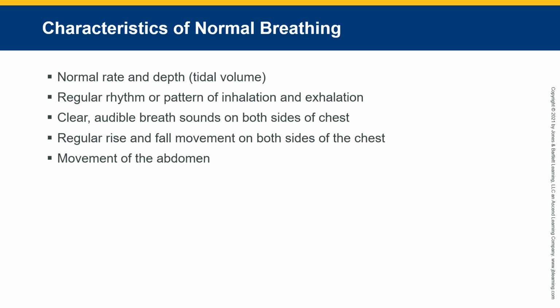Regular rise and fall movement on both sides of the chest. Why do you want movement on both sides of the chest at the same time instead of just one rising and one staying down? You need both lungs. Good oxygen. One lung can help for so long. You have two lungs for a reason. And movement of the abdomen.